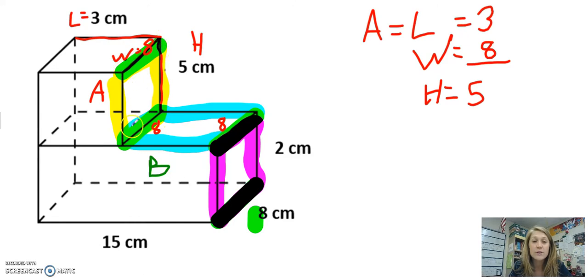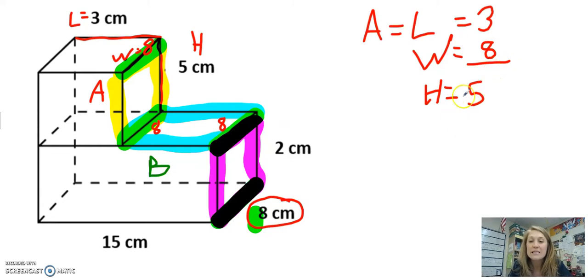So this side was congruent to this, which was congruent to this, which was congruent to this one, and that one did have a label. That's how we use parallel lines and congruent sides to find missing pieces. And now that I found my missing piece, I can figure out what my volume is.